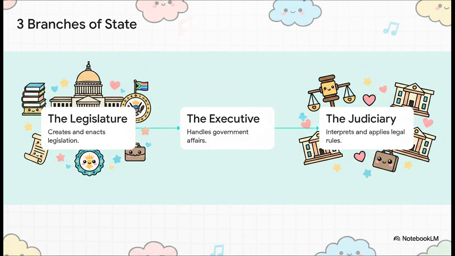First, you have the legislature, which is Parliament. Their job is to make the laws. Then you have the executive. That's the president and the cabinet. Their job is to put those laws into action and run the country. And finally, you have the judiciary, our courts, who interpret and apply the law. This separation is super important to make sure no single part of government gets too powerful.